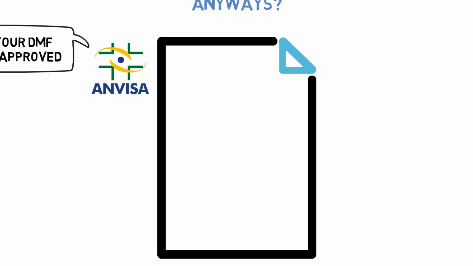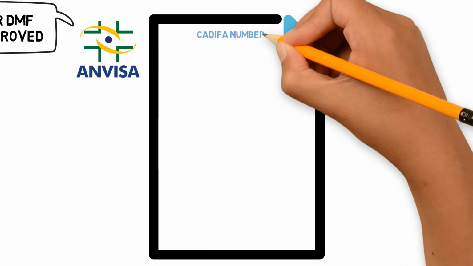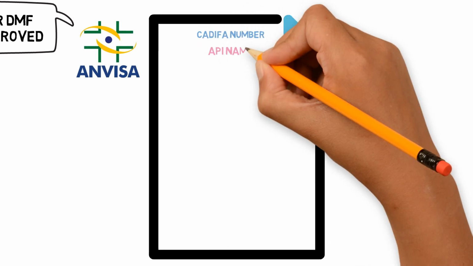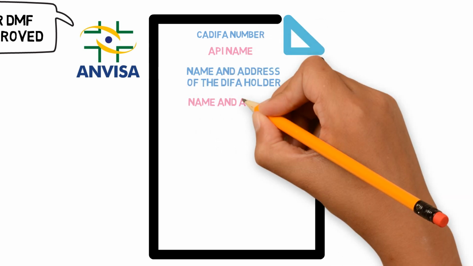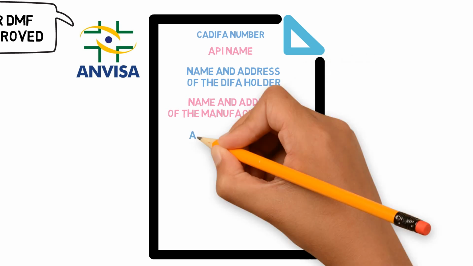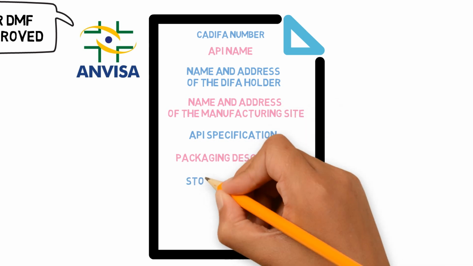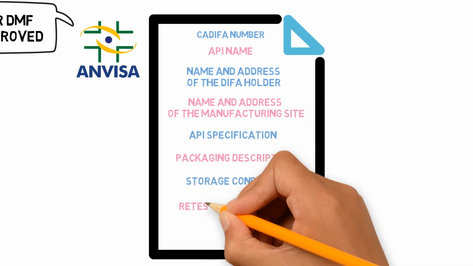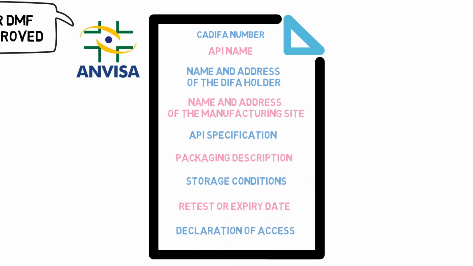This letter will contain some basic information about the API, such as CADIFA number, API name and address of the DIFA holder, name and address of the manufacturing sites responsible for production of the API and intermediates, API specification, packaging description, storage conditions, retest or expiry date, and declaration of access.